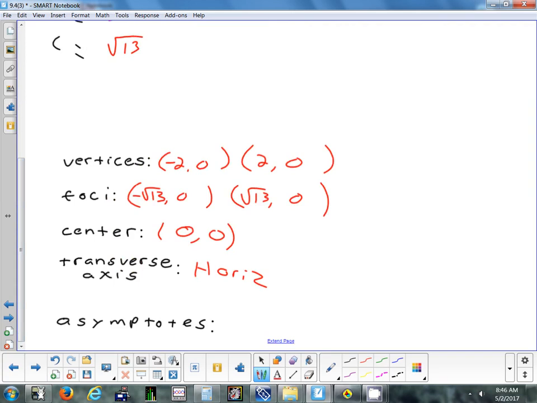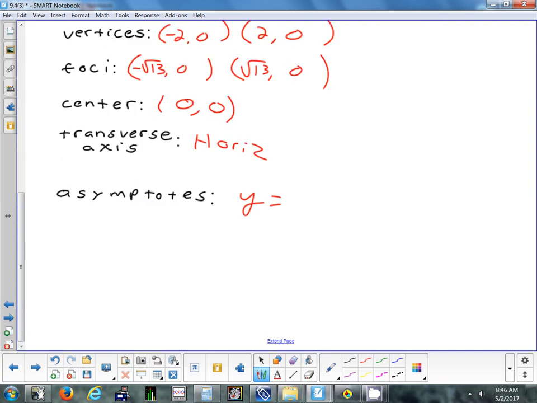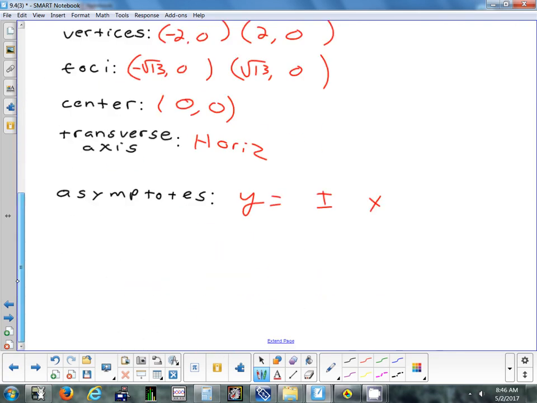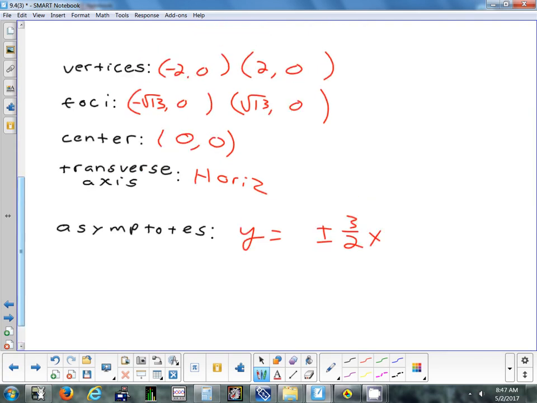And the asymptotes. Yeah, b over a, which is 3/2. Okay, so that would be a nice one if you had to graph the asymptotes. It wouldn't be too bad. If you have to graph the vertices, that wouldn't be too bad either. You have nicer numbers to work with. Hey, any question on finding those 5 things?